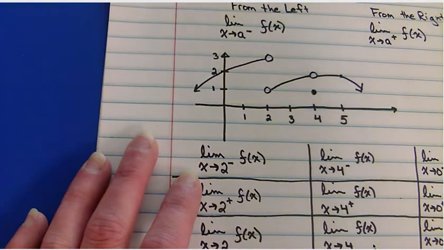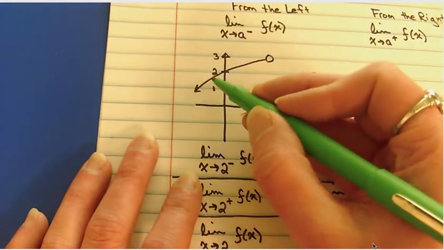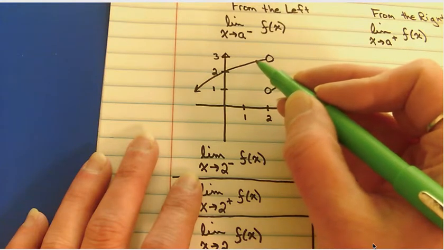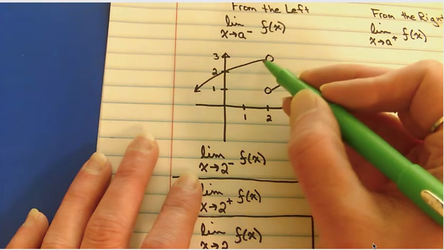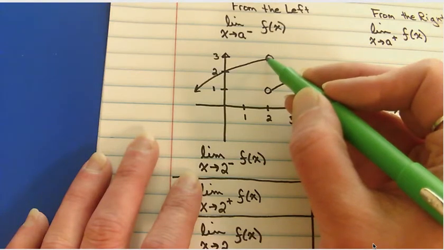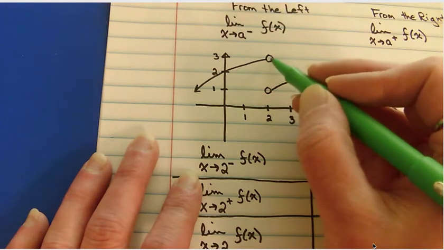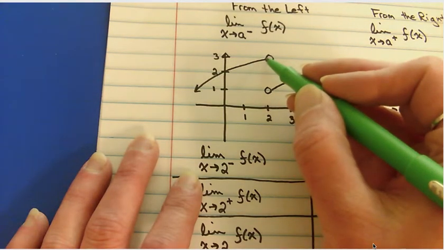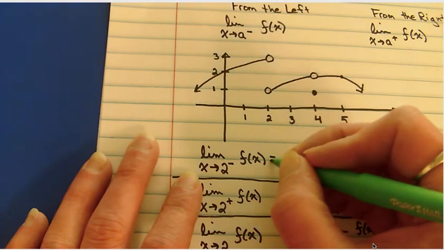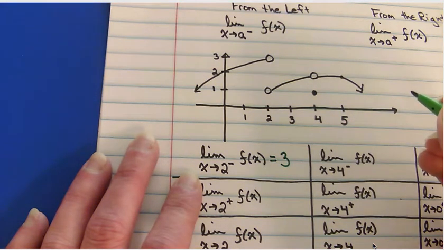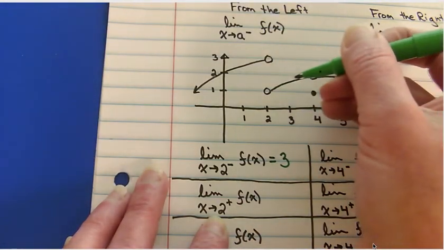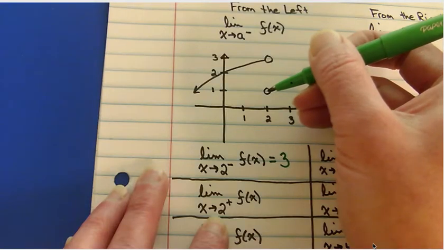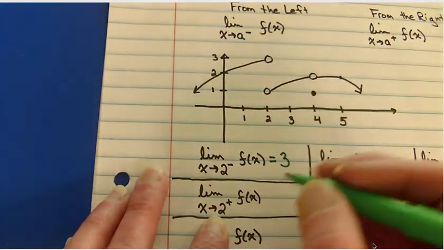So we're using a graph today. As I'm coming in from the left side, what y value am I getting closer and closer to? So here, coming in from the left, if I plugged in 1.99999, what am I getting really, really close to? I'm going to get like 2.99999 for the y value, which means I am approaching 3 from the left. As x approaches 2 from the right, so that means I'm coming in from this direction, and that y value is 1.